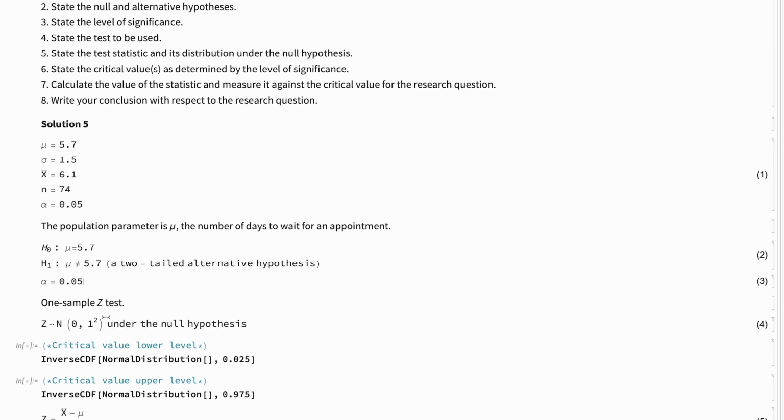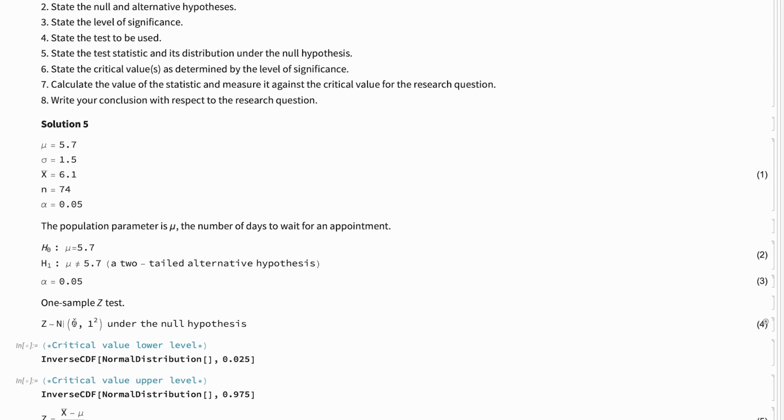Now, in step number 5, state the test statistic and its distribution under the null hypothesis. I'm using a Z-test. My statistic that I'm going to test is the Z-statistic. And I know Z follows, that's that little tilde symbol, N, which stands for the normal distribution with a mean of 0 and a variance of 1. That's the standard normal distribution under the null hypothesis. If the null hypothesis was true, I would have a Z distribution.